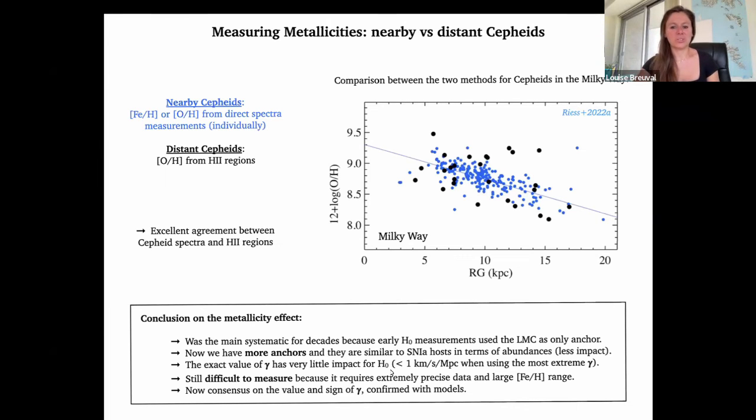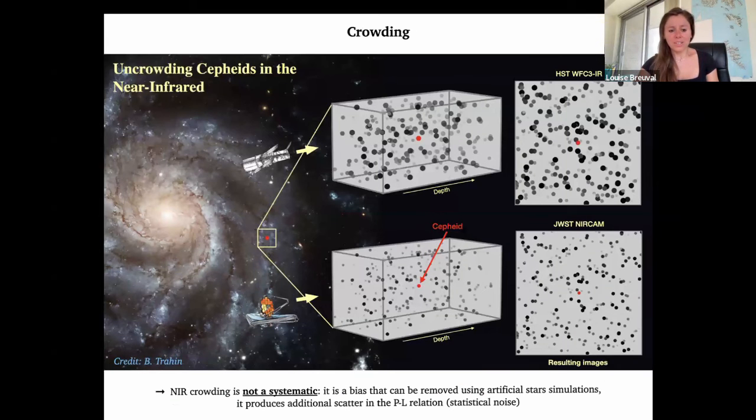Now let's move on to the crowding effect. The crowding really is the effect of the surroundings of the Cepheids. If you look at, not in the anchors, but in the supernovae host galaxies, the more distant ones, when you look at the Cepheids with Hubble, you are often contaminated in the near infrared by the background or the nearby stars, and it's hard to distinguish the flux of the Cepheid from the flux of other stars.